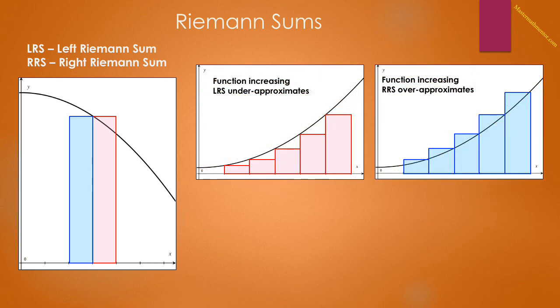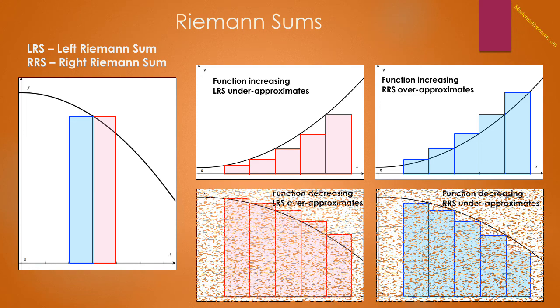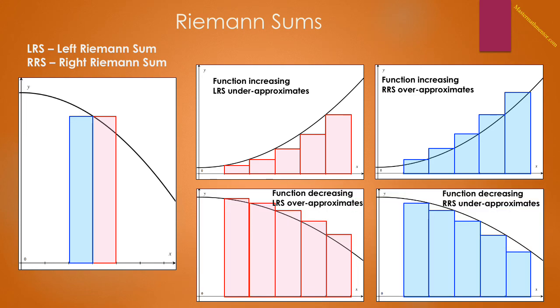If a function is increasing on an interval, a left Riemann sum will under-approximate the integral, while the right Riemann sum will over-approximate the integral. For a function that is decreasing on an interval, a left Riemann sum will over-approximate the integral, while a right Riemann sum will under-approximate the integral. Concavity makes no difference.